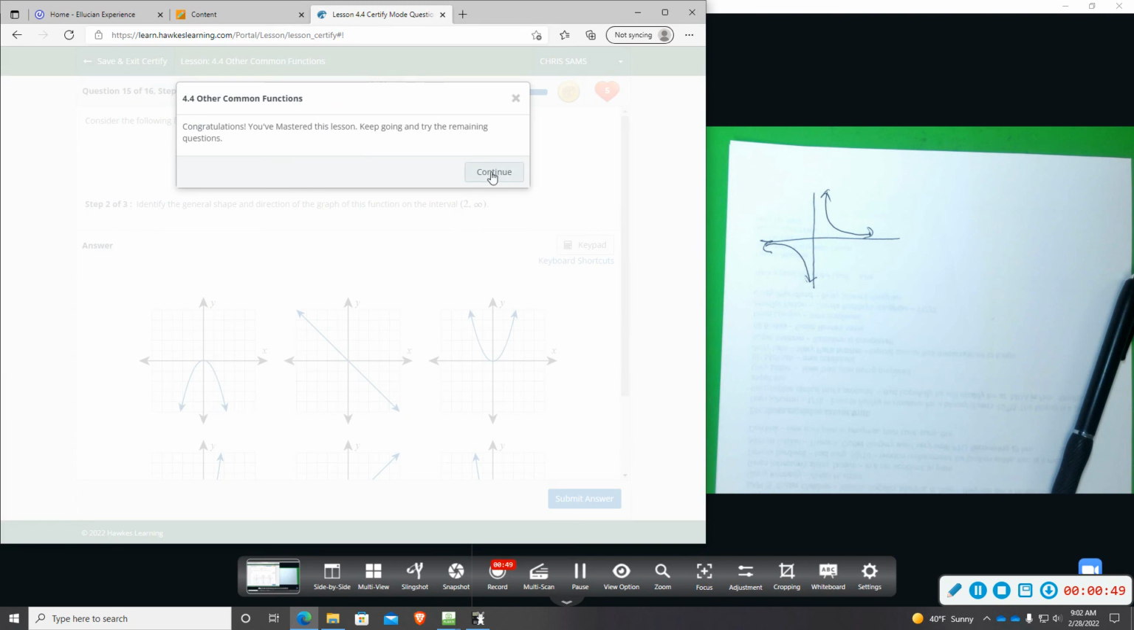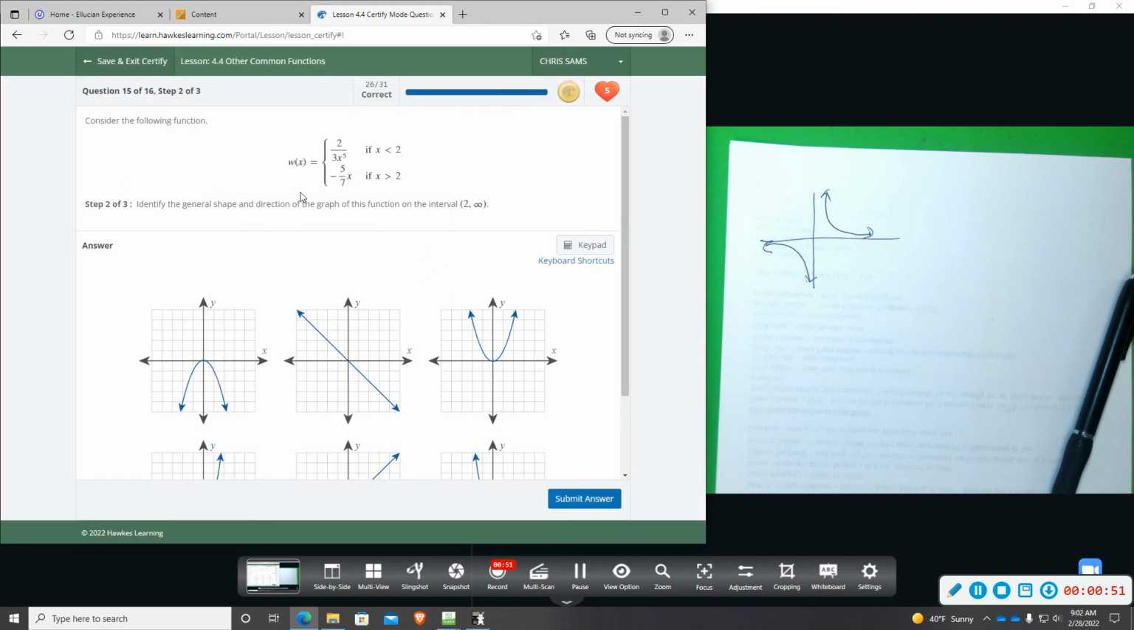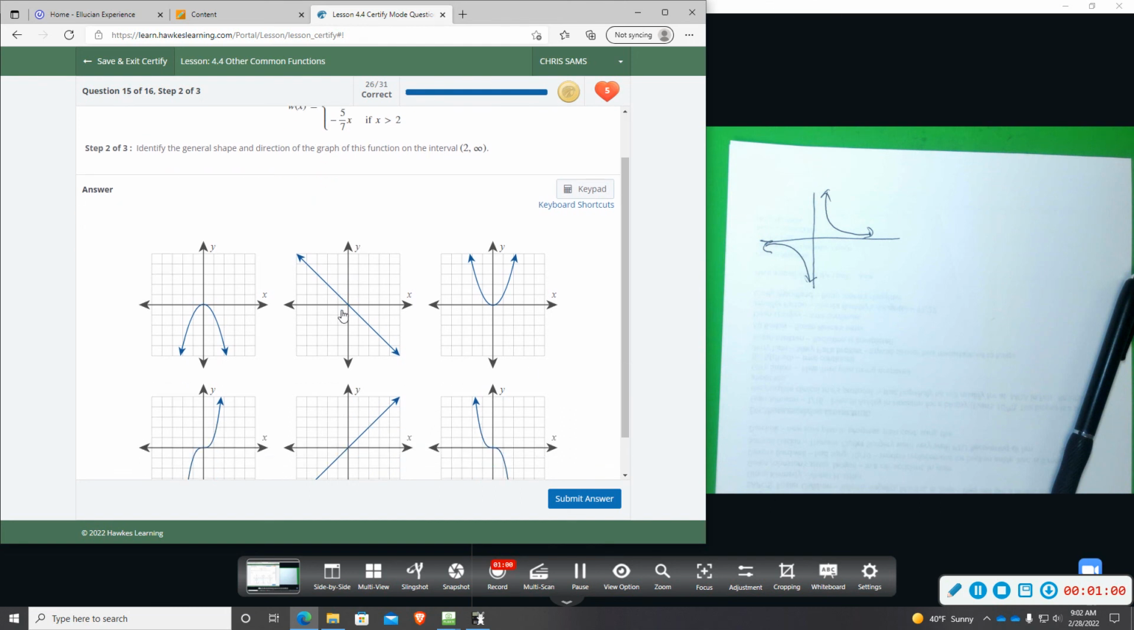And we're going to continue. We want to do the shape for part 2. Polynomial is linear, so just going down because it's negative. So it looks like answer choice B again.